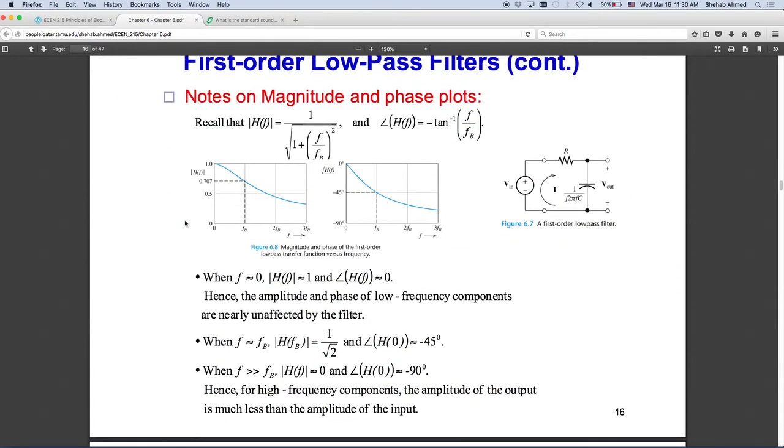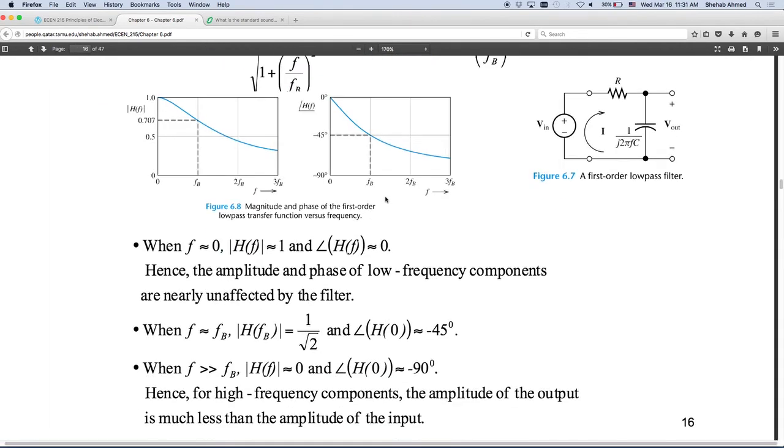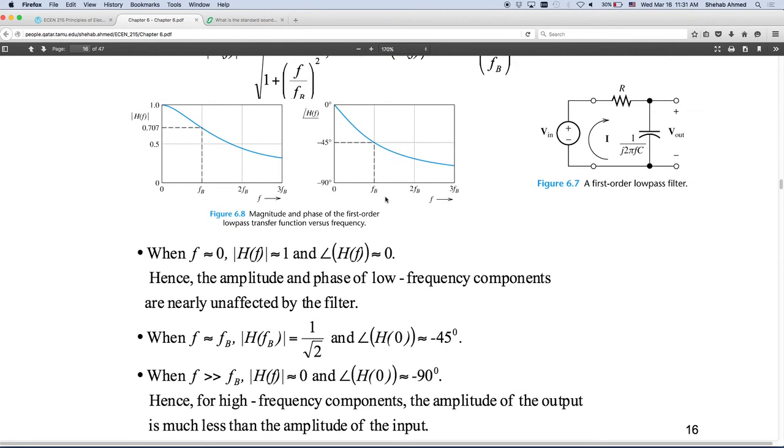Some of the stuff we did in the previous examples is sort of applied here on the low pass filter. We know that at frequency equal to 0, if we look at our magnitude plot, the magnitude is pretty much 1. Whatever comes in at DC, at 1 hertz, 5 hertz, is going to go out with almost the same magnitude. So at f close to 0, the magnitude of h of f will be 1, and the phase will also not change.